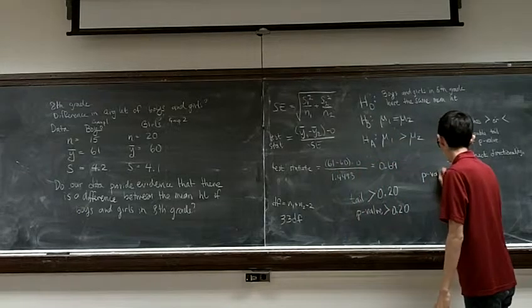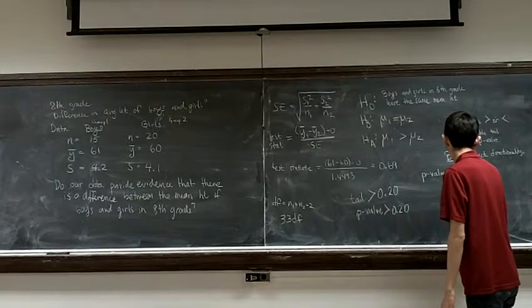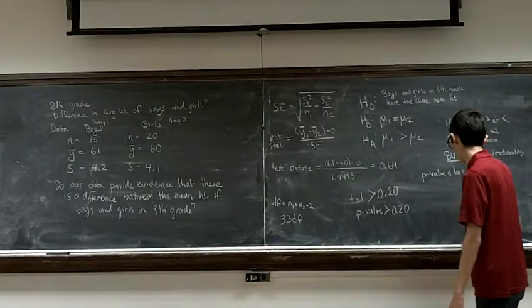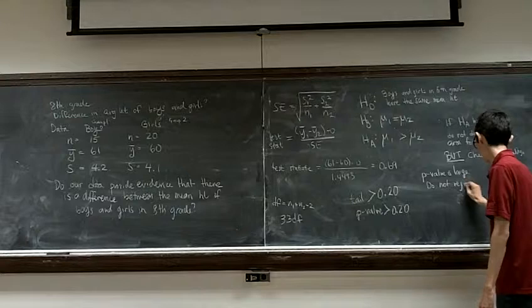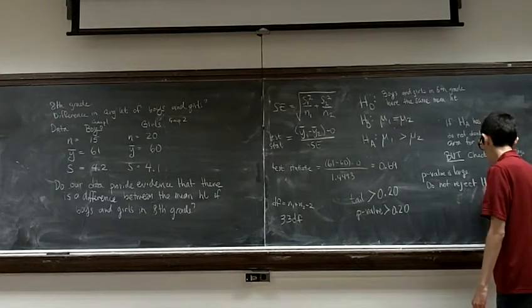Okay, so the p-value is large, so we do not reject the null.